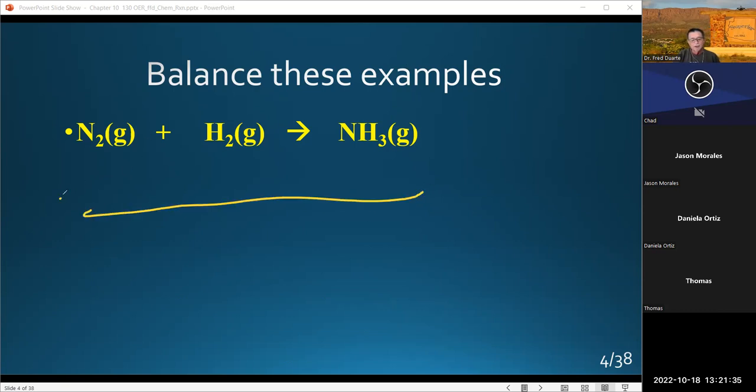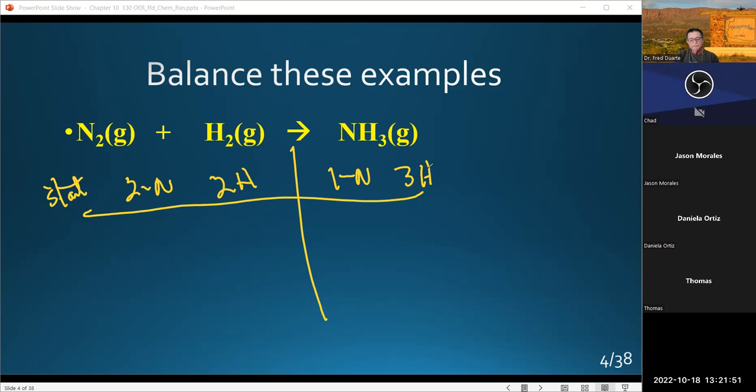We start off with 2 nitrogens, 2 hydrogens, okay? And then we have 1 nitrogen and 3 hydrogens. Okay. So you can see the way I wrote it that we're not balanced. Nobody's balanced.